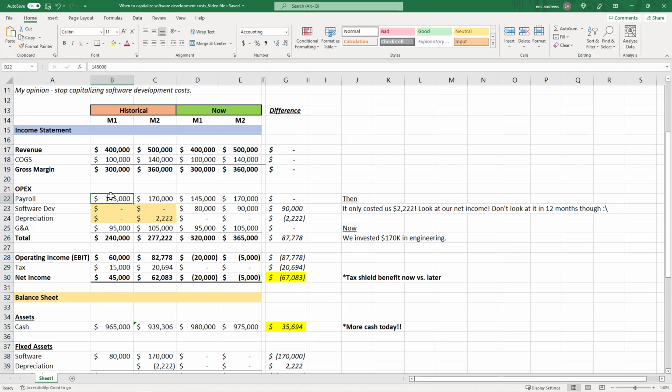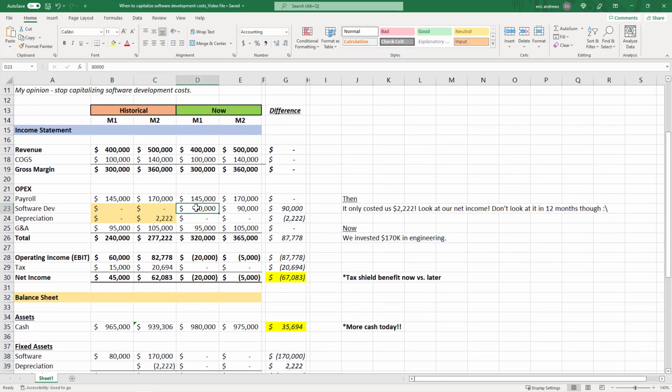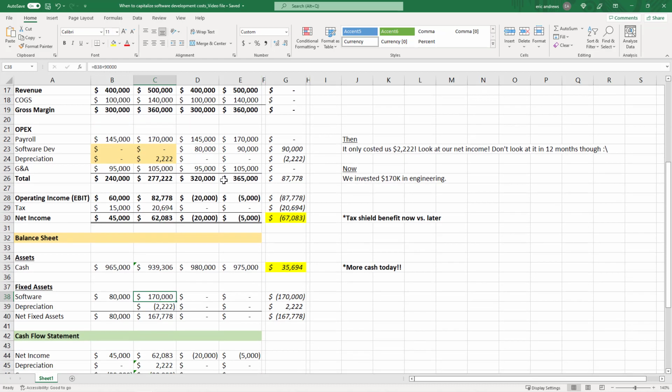So if we get to the OpEx, now we have our payroll, which we're saying is the same. And you can see the difference between basically month 2 is 0. So up to this point, we're the same. But then in this situation, we took all the software development costs in the historical situation and we removed them from the P&L and we put them onto the balance sheet here. So in the current situation, the now situation, we said, okay, 80,000 of software development and 90,000 of software development. So total, that's $170,000. In this situation, we took all of it off the P&L. We put it on the balance sheet as an asset. So obviously this looks kind of weird.